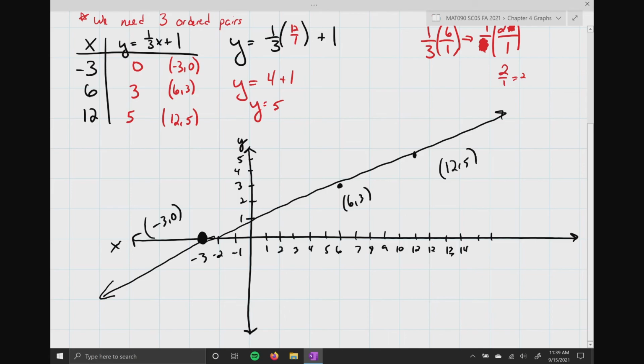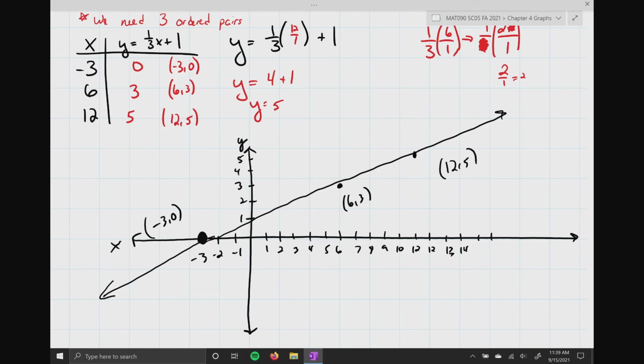Okay? Now, I do have to be honest with you. Once I found my points, I would probably just use Desmos because the computer is better at drawing straight lines than I am. It's just a fact. Okay? Are there any questions so far?